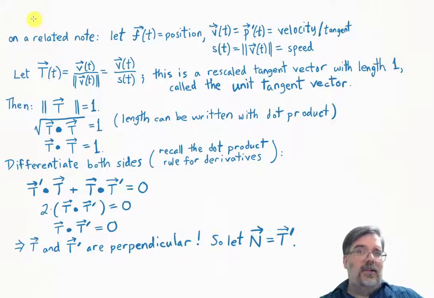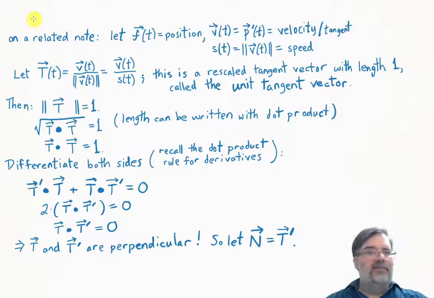Now, this does turn out to be a related note, so I apologize if I seem like I'm digressing, but it's all going to come together in a glorious way. So let's assume we have a vector function, f of t, and let's think about it as representing a position along a curve. V of t, which is p prime of t, we think of that as the velocity vector that also gives you a tangent vector. And s of t, the magnitude of the velocity, that gives you the speed.